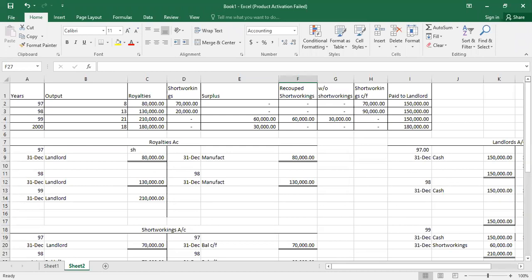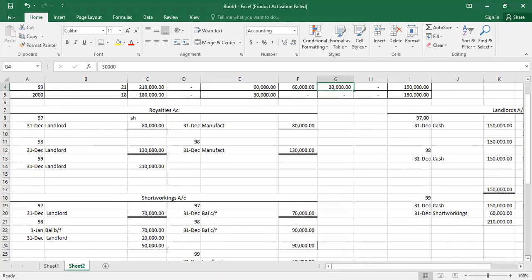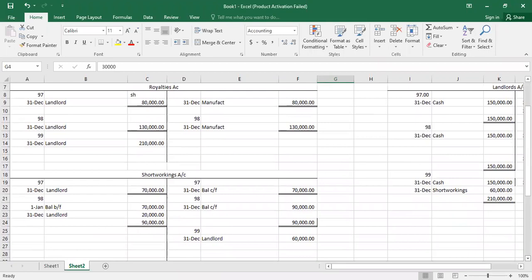I'm waiting for you to sink in. I want to close that book in the year 1999. So I'm going to recognize this written off because in the period 2000, we are not going to have the short workings. They have already been written off. So it will go in the P&L of this particular year as an expense. You debit the P&L and credit the short workings account to write it off.